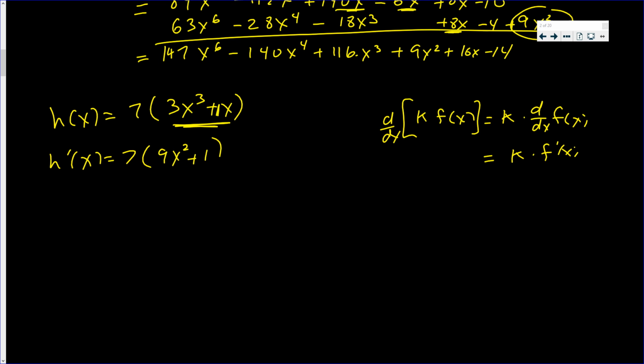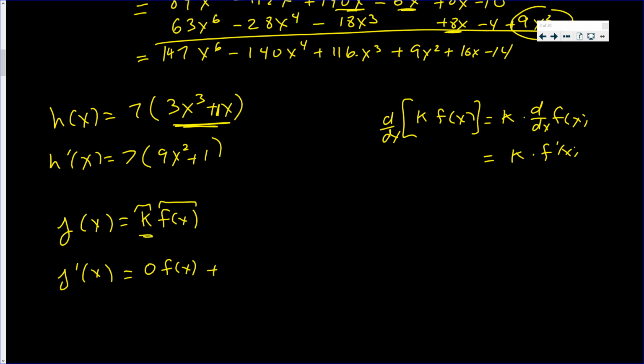Now, just want to show you something. Let's call it j of x, if j of x is a constant times a function. Let us use the product rule. This is the first function, that's the second. It's the derivative of the first function times the second plus the first function times the derivative of the second. 0 times f of x is 0 plus k times f of x. And 0 plus this is this.